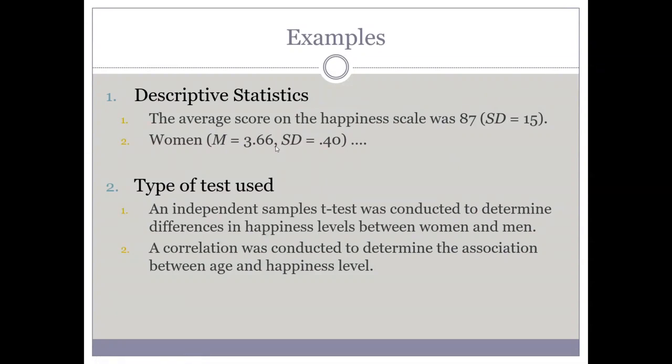So for an example of what reporting the type of test you used is, the first one reads, an independent samples t-test was conducted to determine differences in happiness levels between women and men. So right away we state that we're doing an independent samples t-test and then state what that test is being used for. Our next example reads, a correlation was conducted to determine the association between age and happiness level. So again, we report the type of test we're doing right away, and then what that test is being used for.